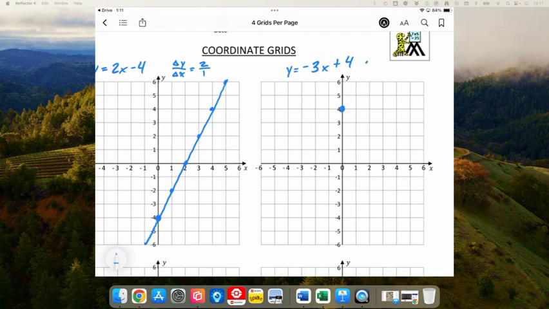And that -3, remember, change in y over change in x is what slope is. So -3 over 1 is the fraction equivalent of -3. So that means from our starting point, which is 4 on the y-axis, we are going to go down 3 because it's negative, and then to the right 1 because the 1 is positive. So down 3 and to the right 1, down 3 to the right 1, down 3 to the right 1. Okay, that's the process. We'll do a few more.